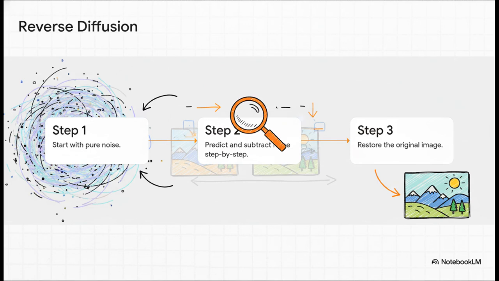Now, here's where the magic really happens. This is where the learning comes in. The model is then trained to do the exact opposite, to reverse that process. It starts with just the pure noise, and it has to predict and subtract the static step by step to get all the way back to the original image. By doing this millions of times, the AI starts to learn the fundamental patterns of what makes a cat look like a cat, or a face look like a face. It's learning the very structure of our world.